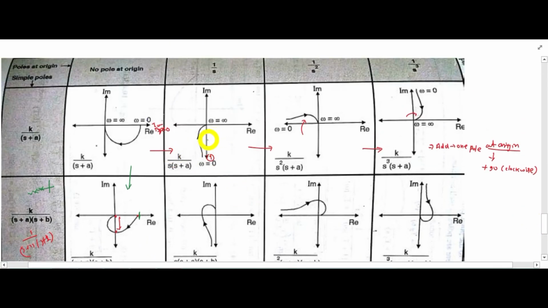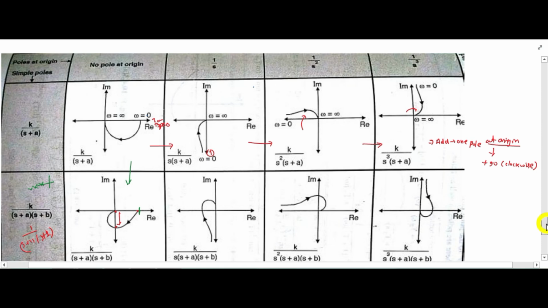Here when we add a pole at origin, then our complete polar plot, tail and head both, are shifted 90 degree in clockwise direction. But when I am adding a pole which is not at origin, then only the head of the polar plot shifted 90 degree. Clear? This is the basic concept of this.